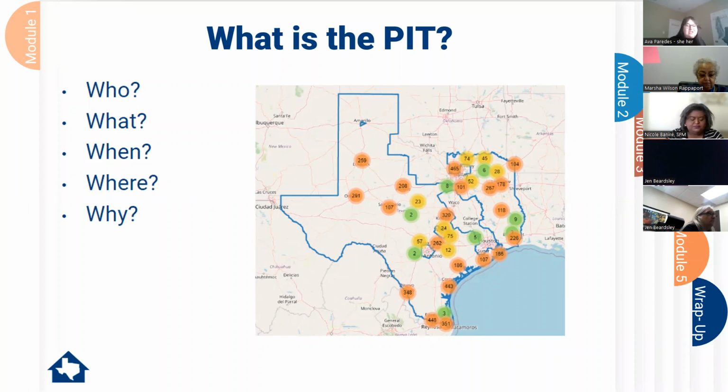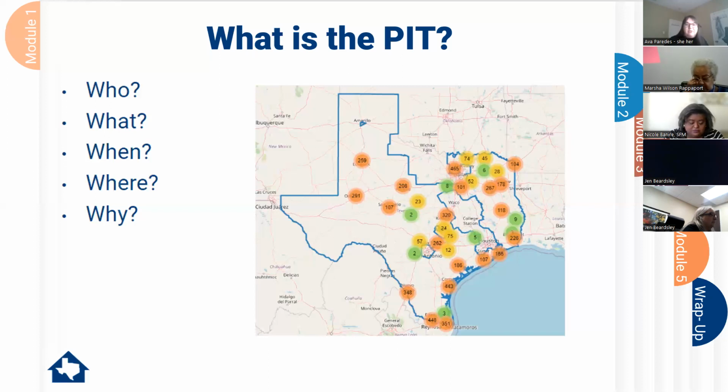The when is the last 10 nights of January. This is when HUD mandates us to have our PIT count. The where is, of course, the Texas Balance of State COC. You can see on the screen, we have a screenshot from our mobile app that shows survey results from across our geography. You can see our geography there outlined in blue.